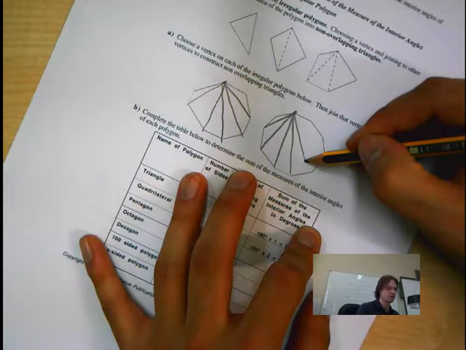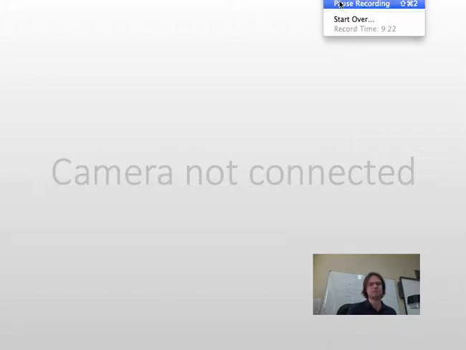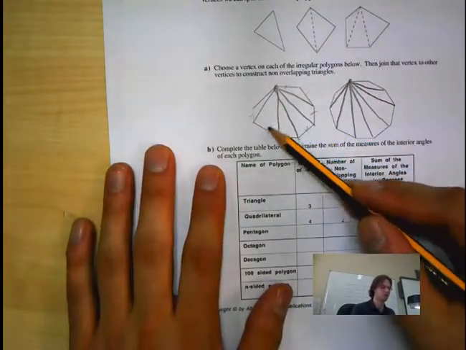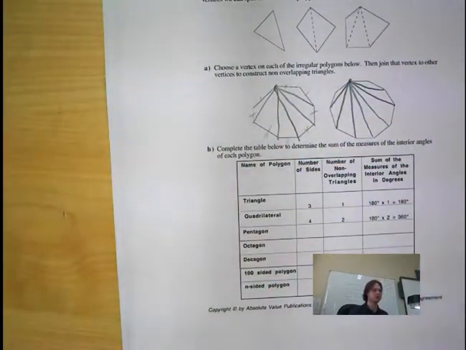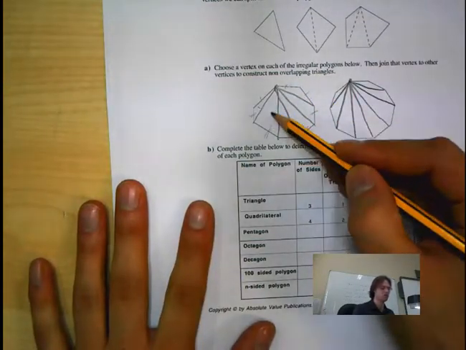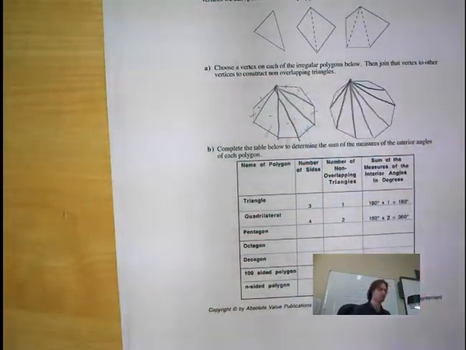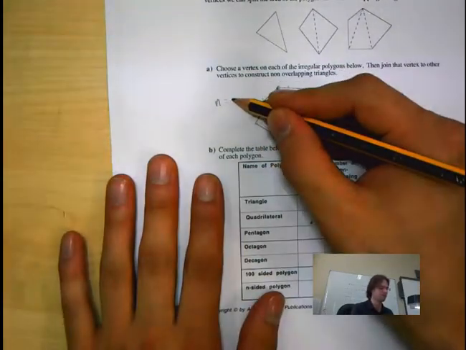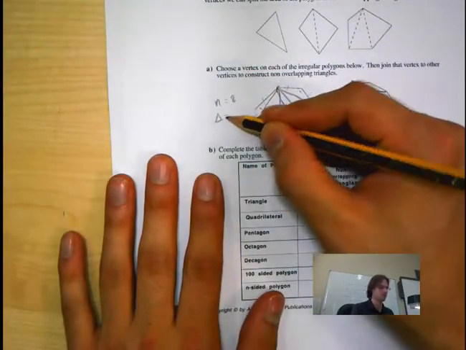So if I take a look at this, this is an 8-sided shape, I believe. 1, 2, 3, 4, 5, 6, 7, 8. So it's an 8-sided polygon. How many triangles are there? 1, 2, 3, 4, 5, 6. Interesting. So n is equal to 8, and triangles are equal to 6.